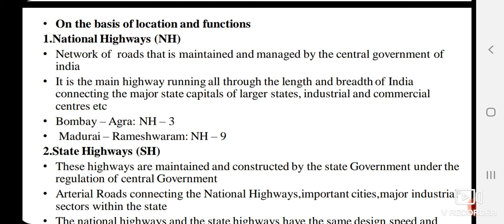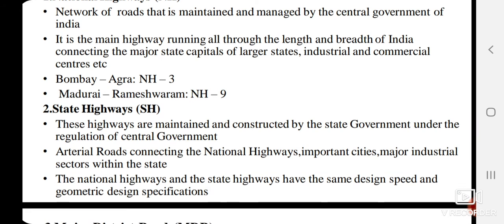National highways include National Highway 3, National Highway 9, that is NH3, NH9. NH3 is a national highway which connects Bombay and Agra. Agra is a place in Uttar Pradesh and Bombay is in Maharashtra state, so it will connect Uttar Pradesh and Maharashtra. Then Madurai to Rameshwaram is NH9.